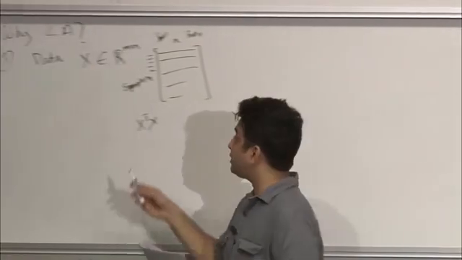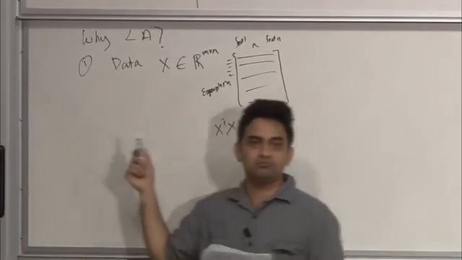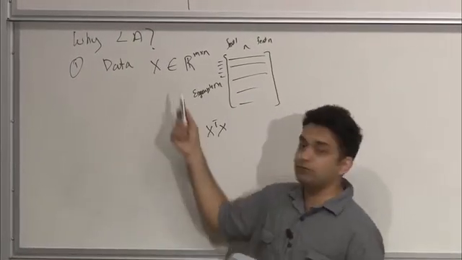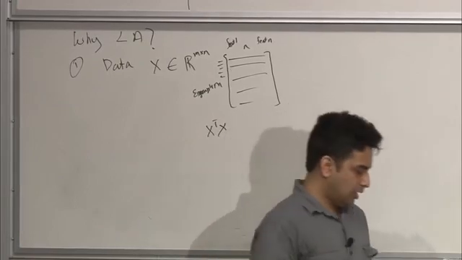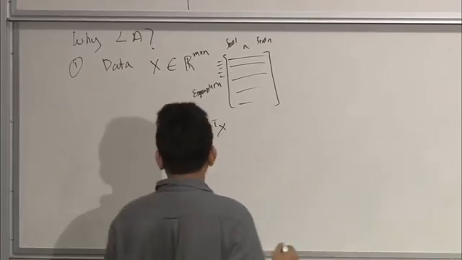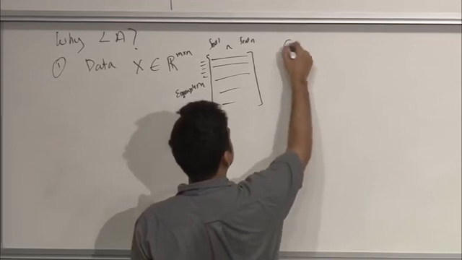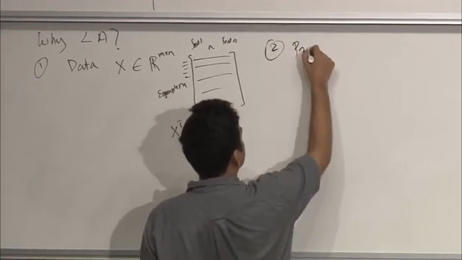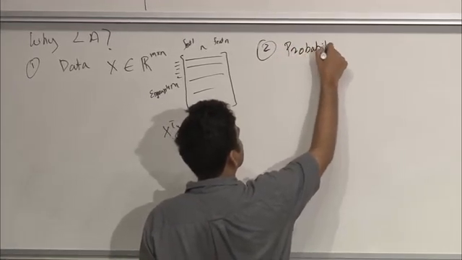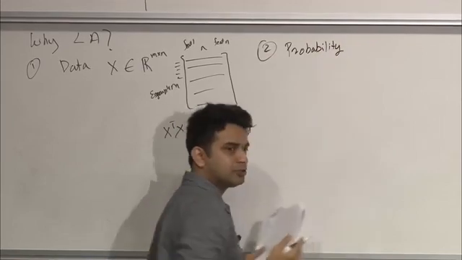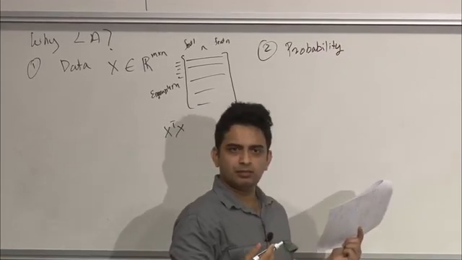So you can represent data, and we'll see how this is useful when you're doing things like linear regression. Second, like in probability, where would we use linear algebra and probability?